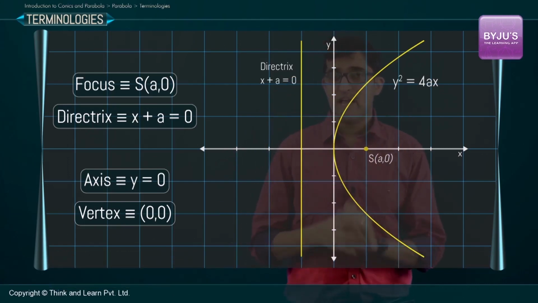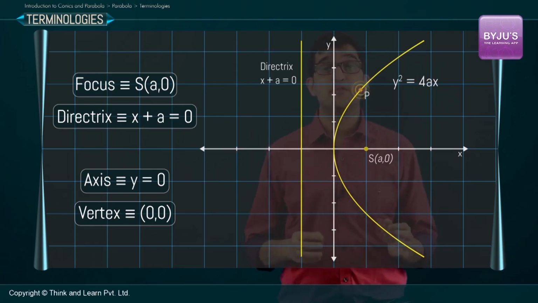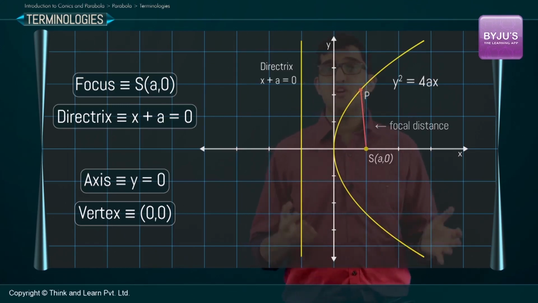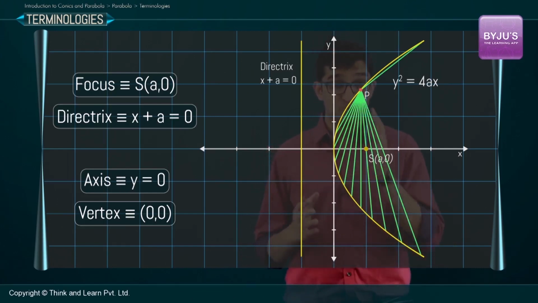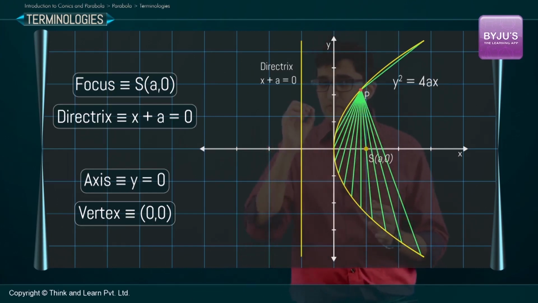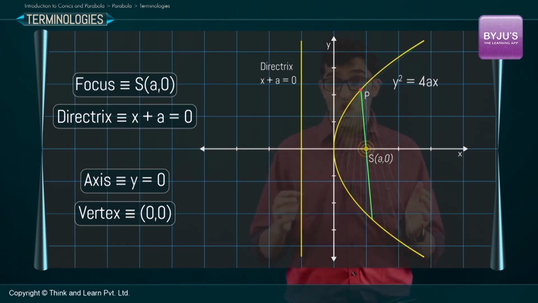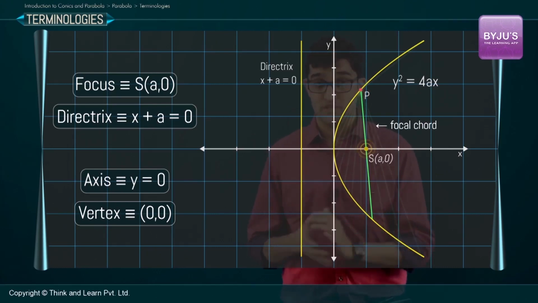If we consider any point P on the parabola, the distance of P from the focus is called the focal distance. That's pretty obvious from the name itself. Also, we can draw an infinite number of chords passing through this point P, but only one of these chords will pass through the focus. A chord which passes through the focus is called the focal chord.